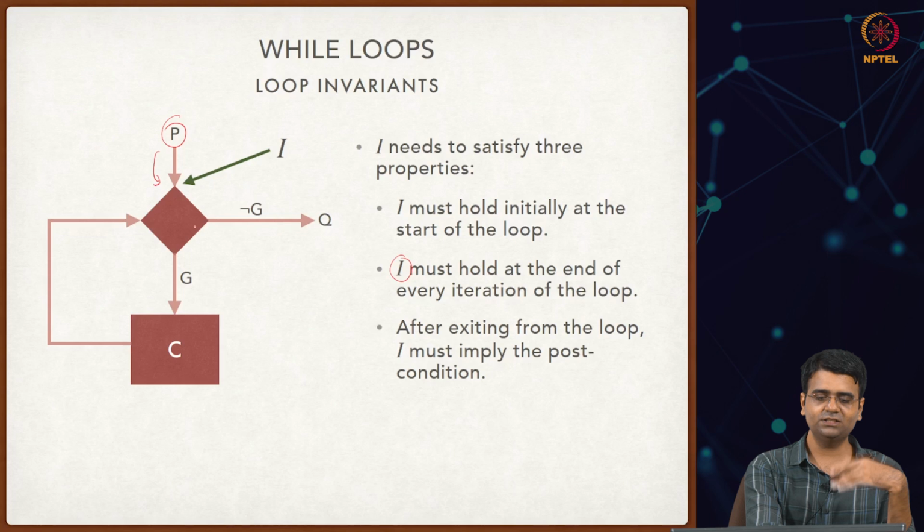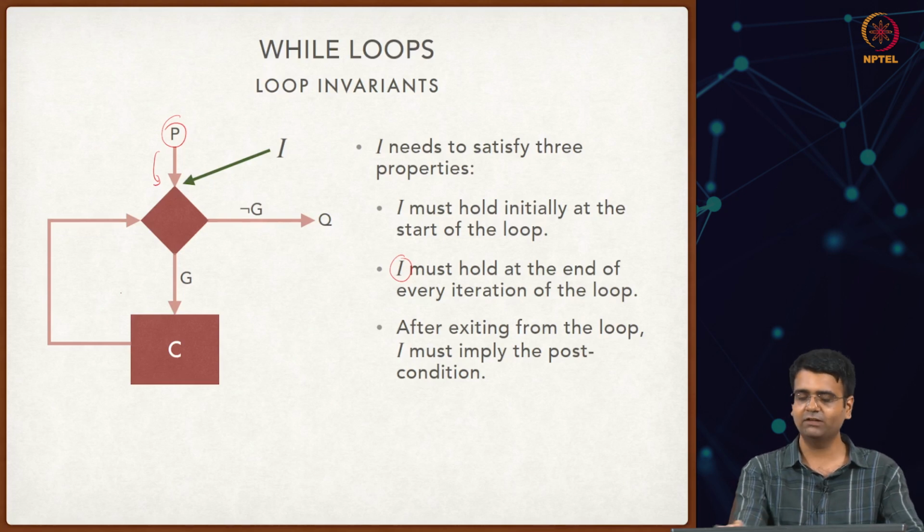So if you take the first iteration, the states which occur at the end of the first iteration all of them will appear at the beginning of the second iteration. And in general, any state which appears at the end of the nth iteration will appear at the beginning of the n plus 1th iteration. So I must hold at the end of every iteration of the loop, because we want I to encode all program states which are possible at the beginning of any iteration of the loop.